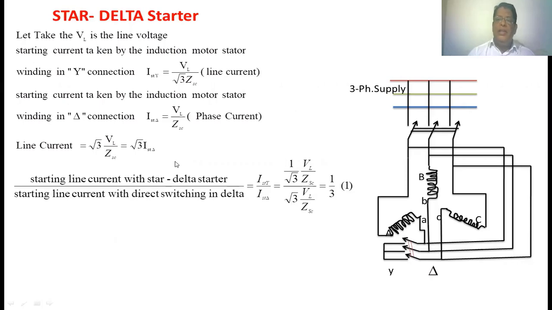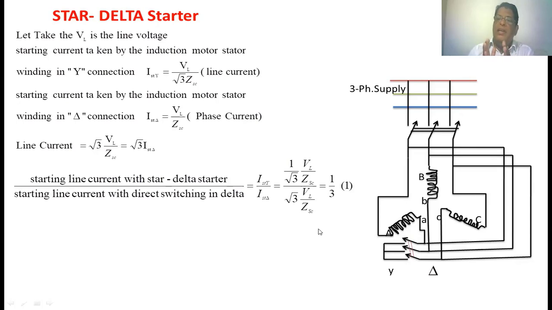Now we are going to take the ratio between the starting current taken by the induction motor when the stator winding is connected in star and the starting current taken when the stator winding is connected in delta. I_ST_Y by I_ST_delta, this simplifies to 1 by 3. Nothing but when the stator winding is connected in star, the starting current taken by the induction motor will be decreased to 1 by 3 times the starting current taken when the same stator winding is connected in delta.